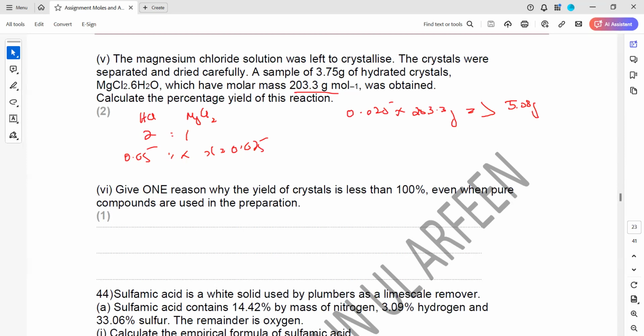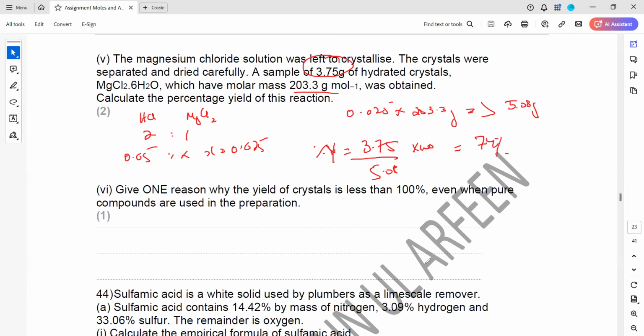Now, what is the percentage yield? The percentage yield is the practical value over the theoretical value. Practically we are getting 3.75, theoretically 5.08, times 100. So that will give us a yield of about 74%, rounded off to 74.